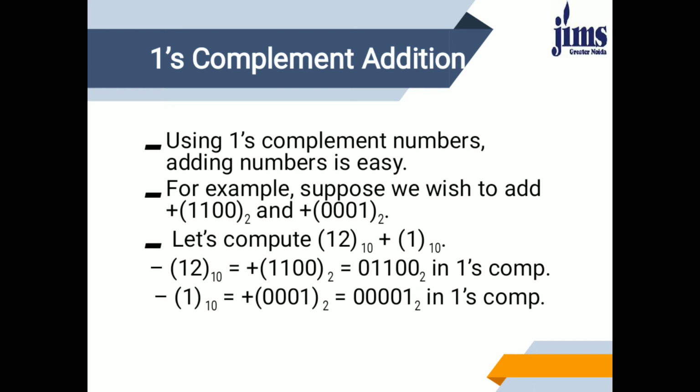Now we will talk about ones complement. How can we find the ones complement? To find the ones complement of a binary number, we just need to change 0 to 1 and 1 to 0. This is the way we can convert any number into its ones complement. Okay? This is the first step.